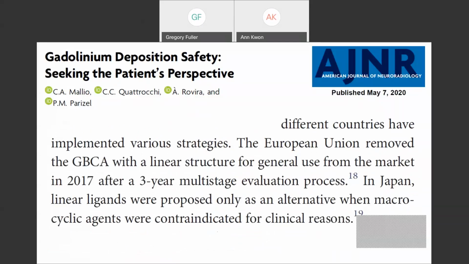Different countries have handled this over the last 5 years differently. The EU actually removed the chelates with a linear structure from the market in 2017 after a thorough 3-year evaluation. They didn't rush into it. In Japan, it was proposed to only use the linear ligands when you don't have an alternative, et cetera.